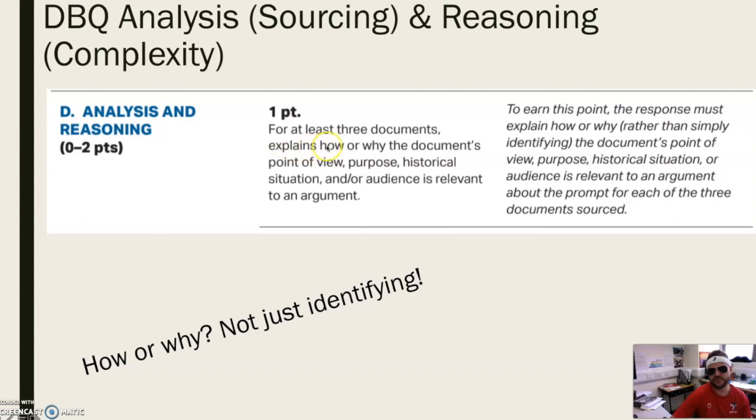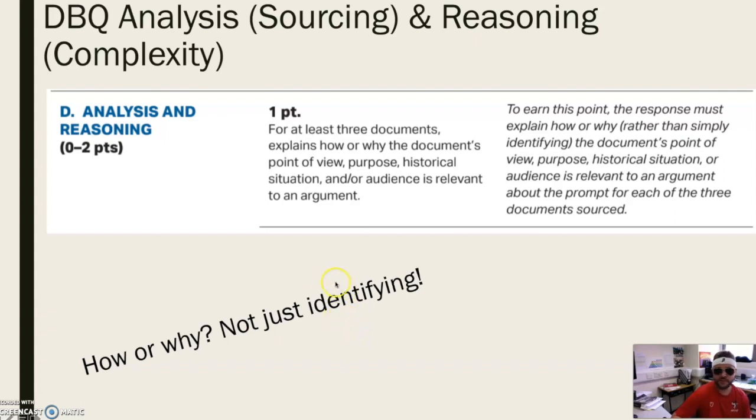For at least 3 documents, explain how or why the document's point of view, purpose, historical situation, and or audience is relevant to an argument. To earn this point, the response must explain how or why rather than simply identifying the document's point of view. This is really important, right? How or why, not just identify.